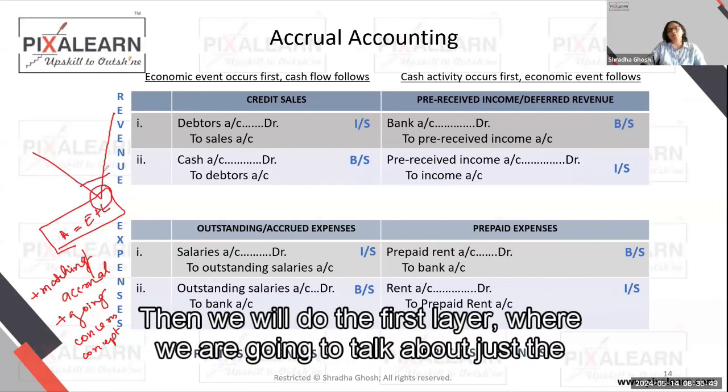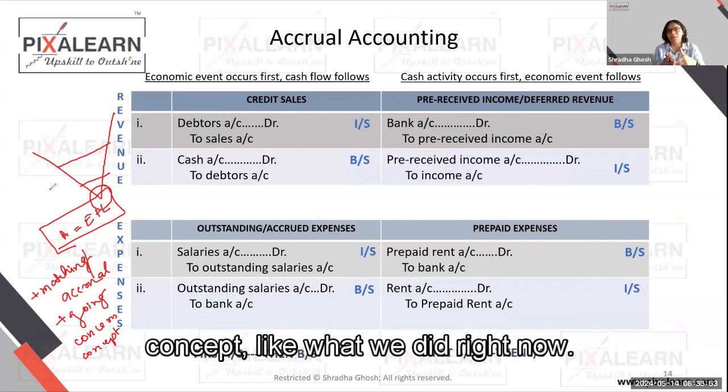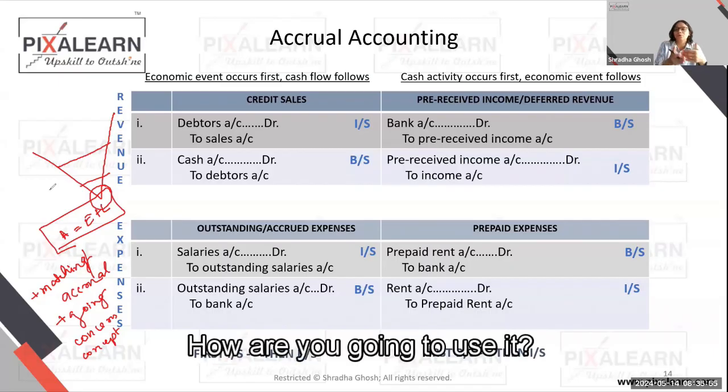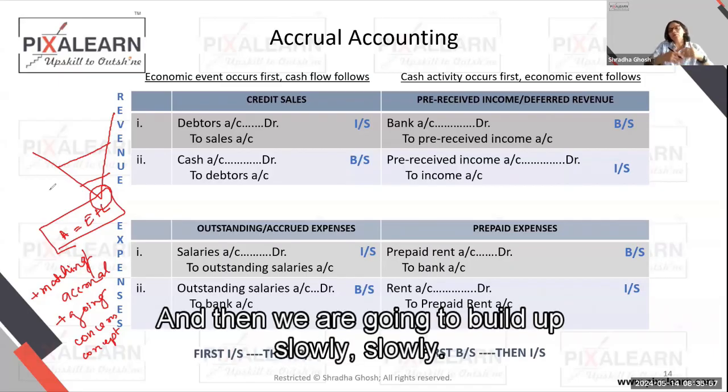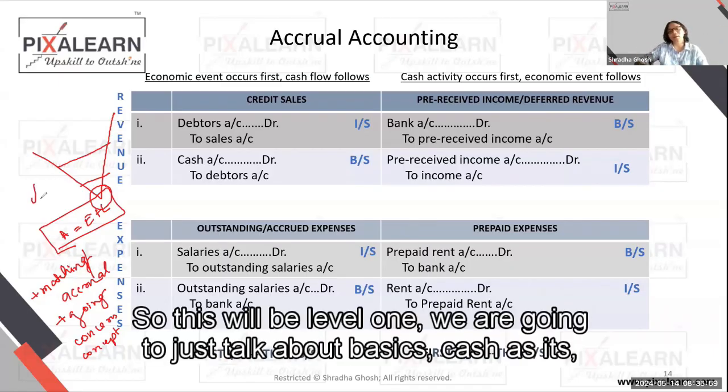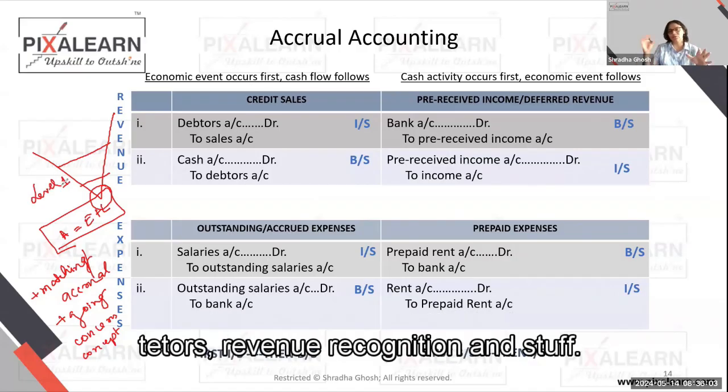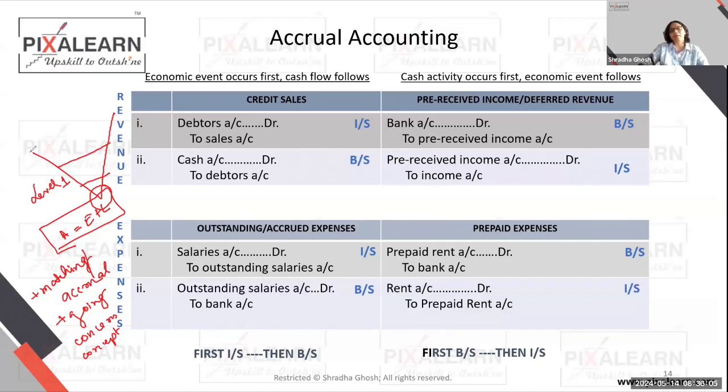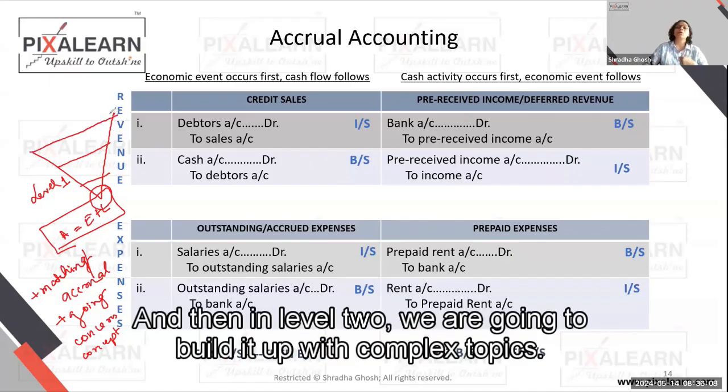Then we will do the first layer where we are going to talk about just the concept, like what we did right now. What is the accrual concept? How are you going to use it? And then we are going to build up slowly. So this will be level 1. We are going to just talk about basics, cash, assets, debtors, revenue recognition and so on. And then in level 2, we are going to build it up with complex topics.